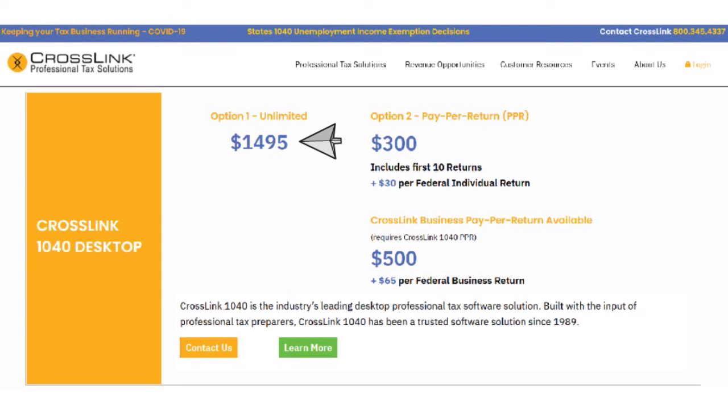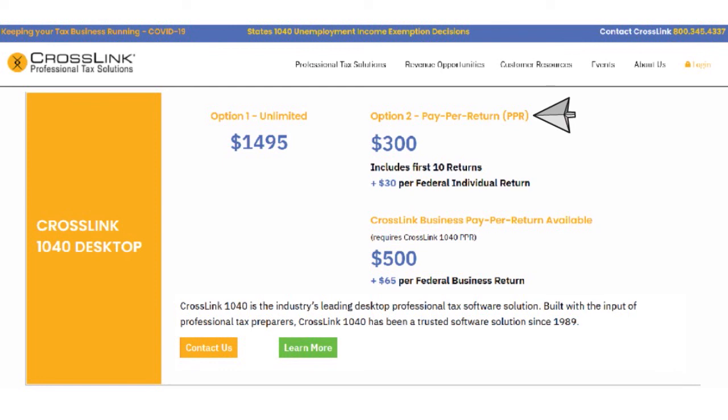The last thing you want is to find your practice in the red after tax season. So is the $14.95 a good price point for you? Are you able to make more money this tax season above that? Are you able to make more than $14.95? If not, you want to go for option two.